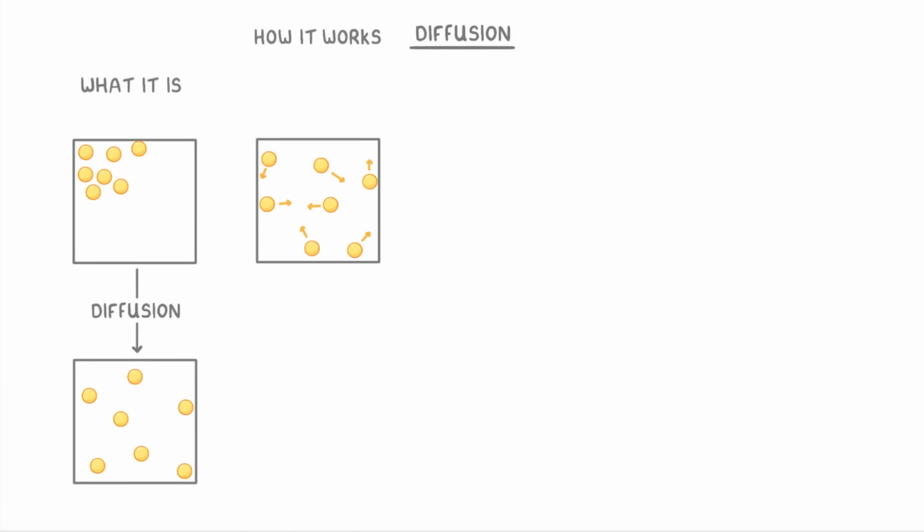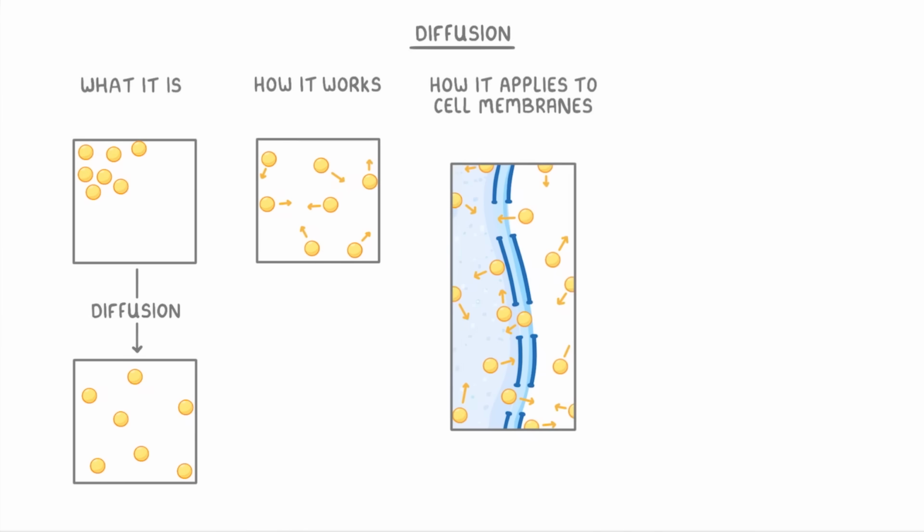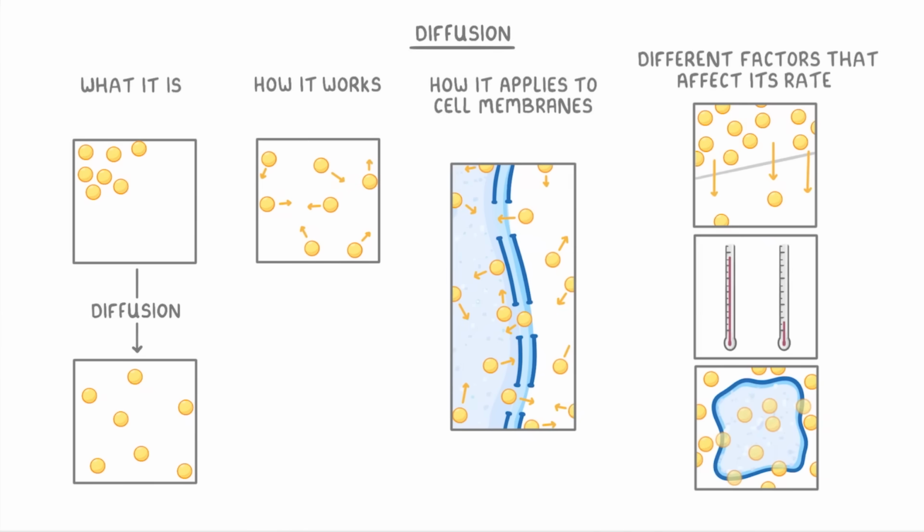In today's video, we're looking at diffusion. So we're going to cover what diffusion is and how it works, how it applies to cell membranes, and finally the different factors that affect its rate.